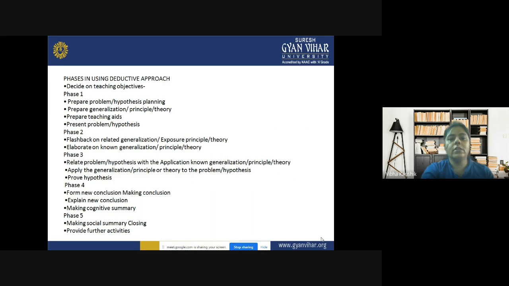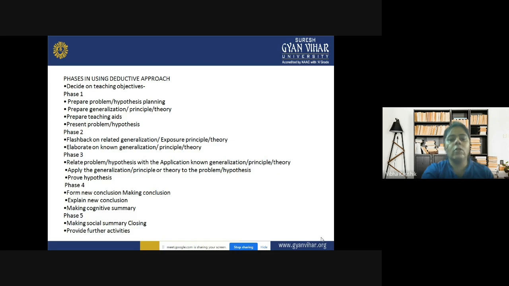Now, phases in using the deductive approach. Decide on teaching objectives: what are the different teaching objectives? Phase 1, planning: prepare the problem, you have to define the problem. Prepare the hypothesis related to that problem. Prepare the generalization, principle or theory. Prepare teaching aids related to that problem. Present the problem and hypothesis.